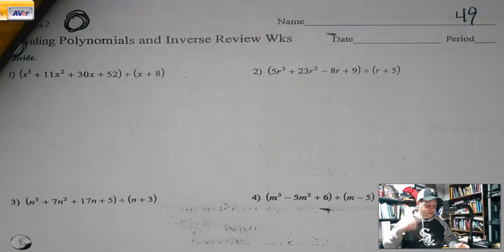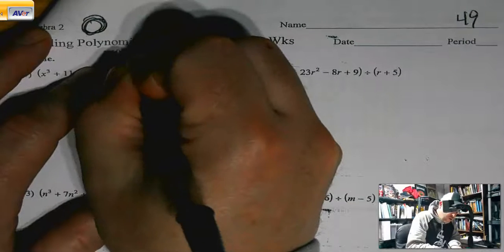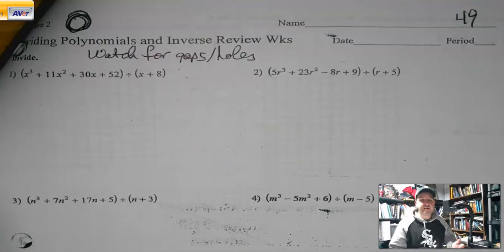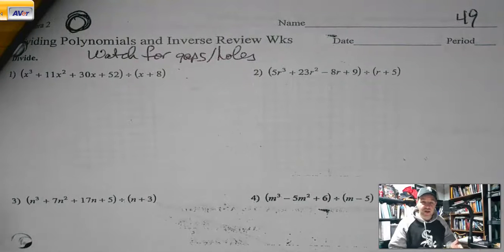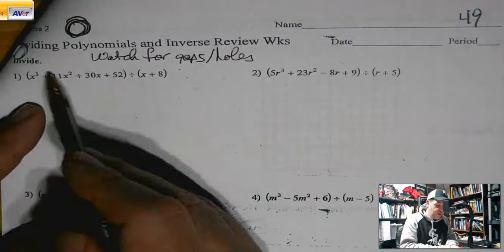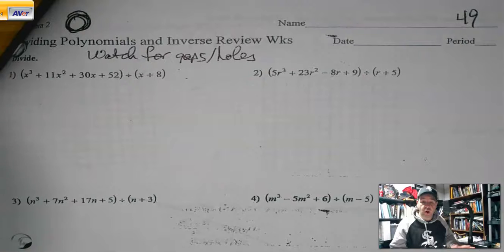So when we're doing synthetic division, well, any division, let's be honest, we always first want to watch for gaps or holes. Now remember what that means. That just means whatever exponent, whatever degree we start with, it should go down by 1 each time until we get to a constant, until we get to a number. So like here, 3, 2, 1, constant. That's normal. That's the way it should work.